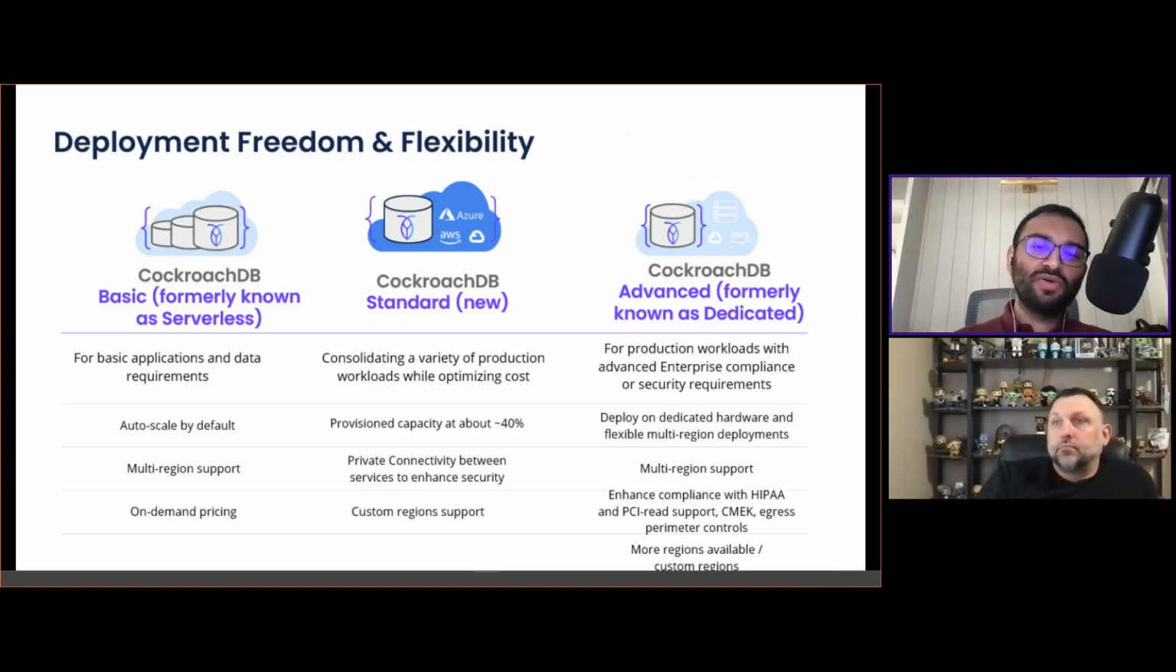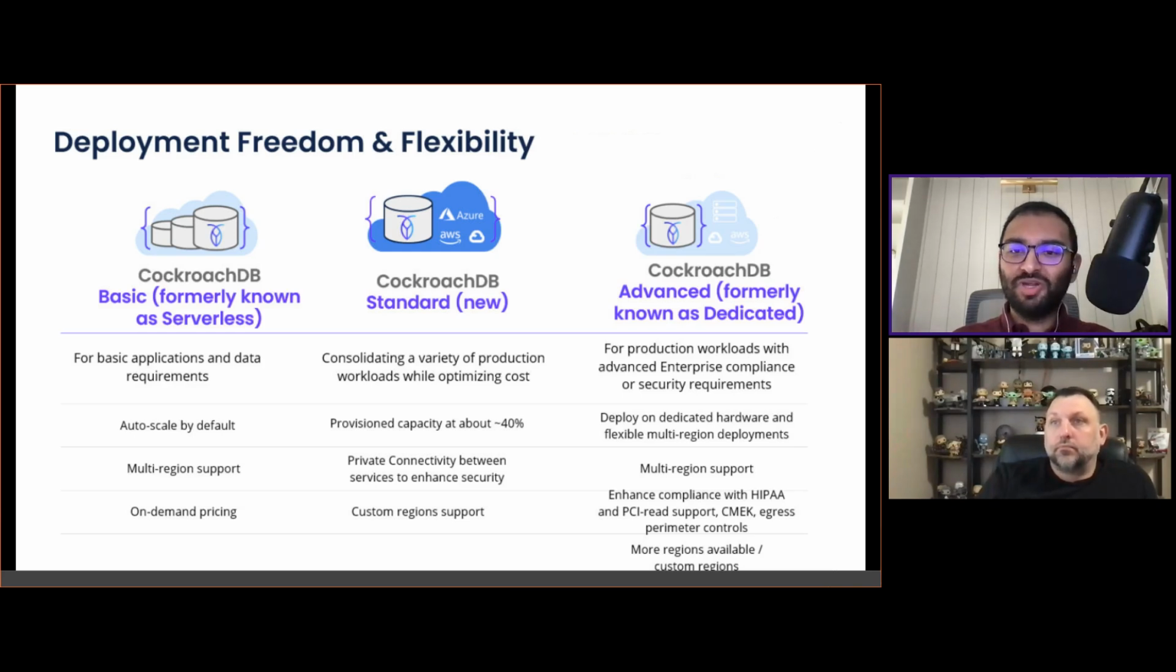And what was formerly known as CockroachDB Dedicated, now CockroachDB Advanced, gives you a full dedicated infrastructure as a managed service with features such as PCI support, CMEK. You can bring your own encryption keys, egress perimeter controls, HIPAA compliance, more regions, custom regions also available, and being able to deploy on dedicated hardware on Google Cloud as a managed service.